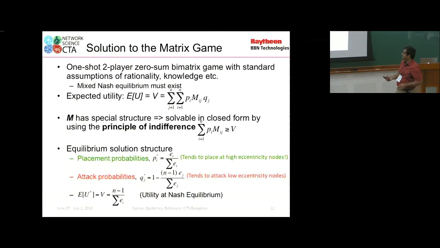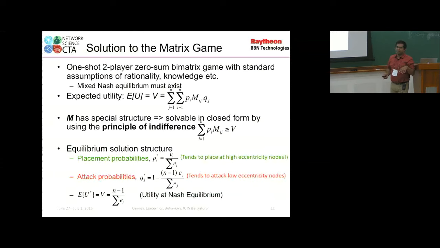So this is the interesting sort of dynamic that happens here. And the attack probabilities are, as you would expect, he tends to attack the low eccentricity nodes. And the utility at Nash equilibrium is also computable in this form.